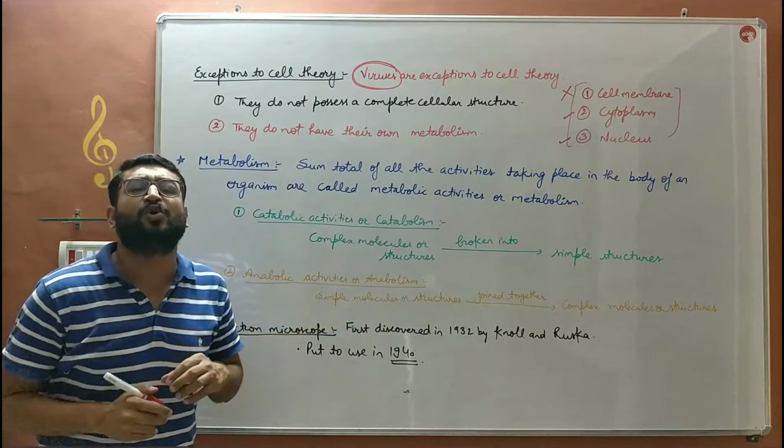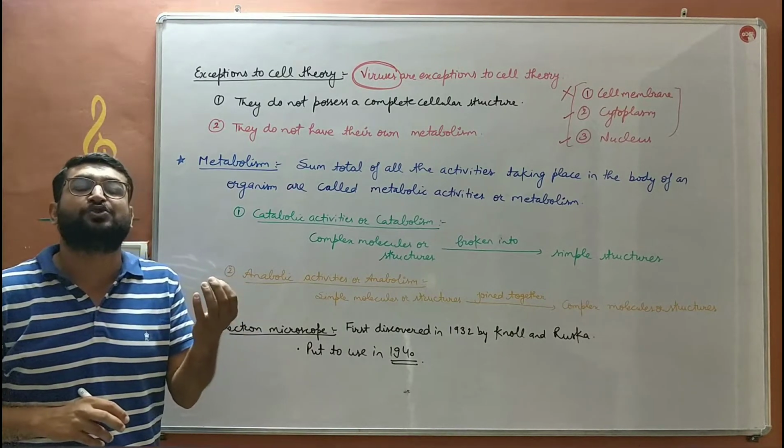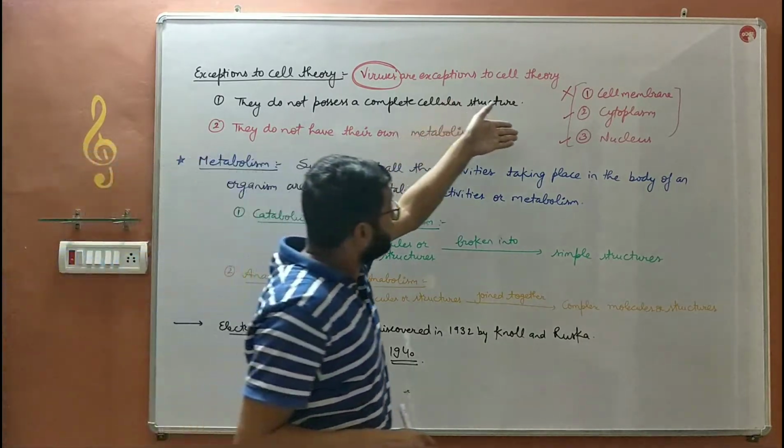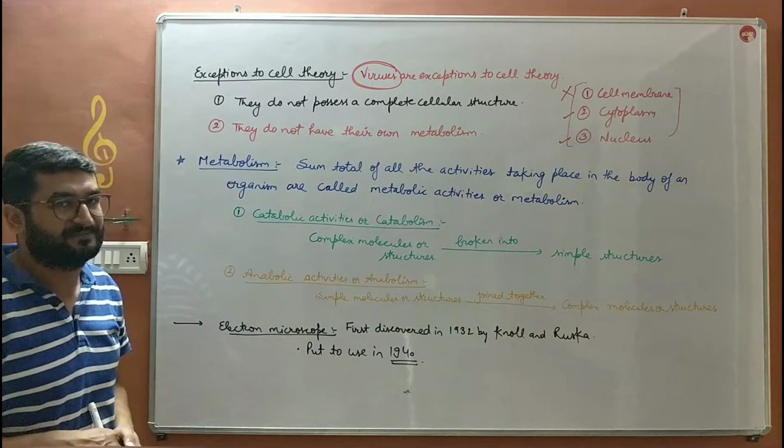Instead of cell membrane, they only have a protein coat over them, and that protein coat is known as capsid. That is why, if they do not possess a complete cellular structure, they are not cell. That means they do not follow cell theory.